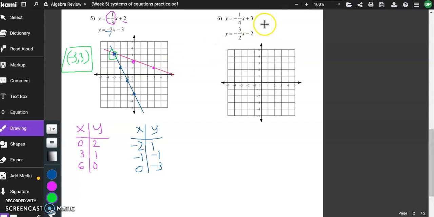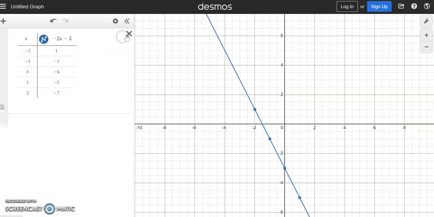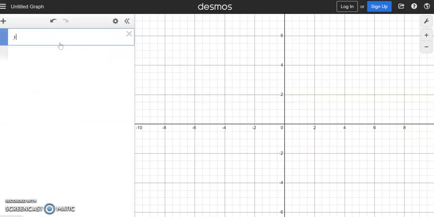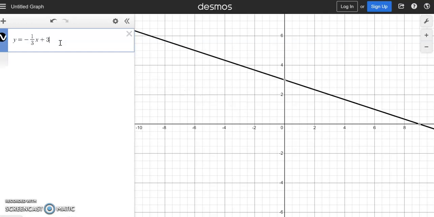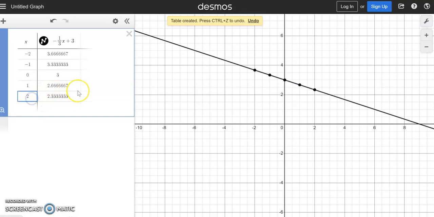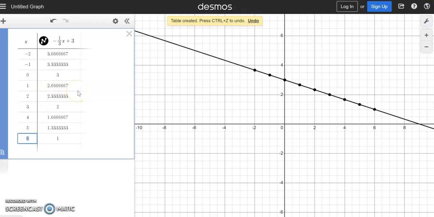Okay. For my second one, we can go about it the exact same way. We are going to plug into Desmos 2 new lines. So my first one is y equals negative 1/4 x plus 3. I'm going to come on here, get rid of the old ones, and y equals negative 1/3 x, making sure my x is in the right spot and not at the bottom, plus 3. Looks like a great line. We are going to go ahead and make ourselves a table.